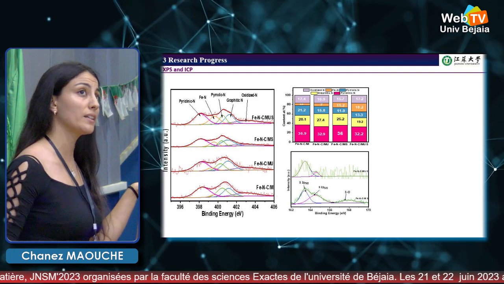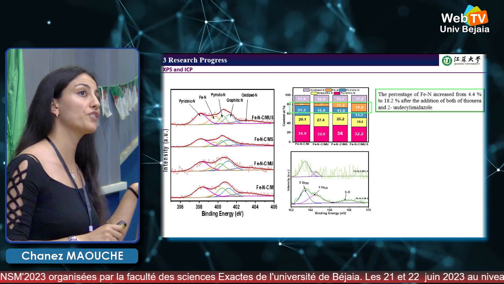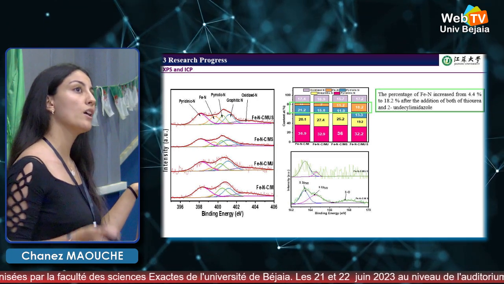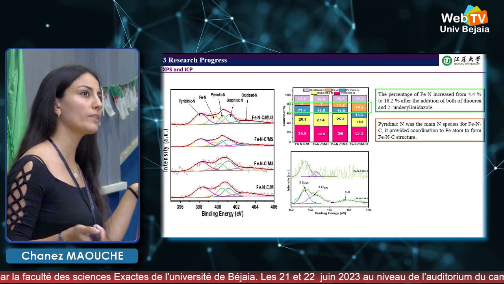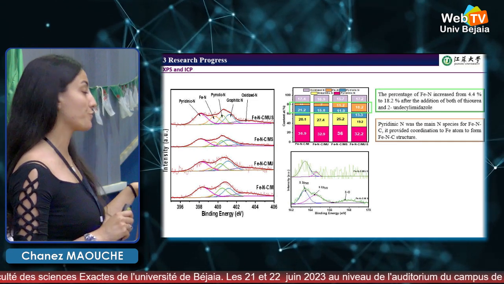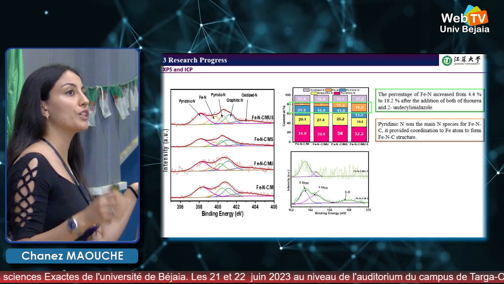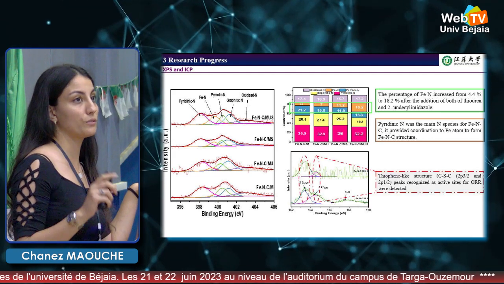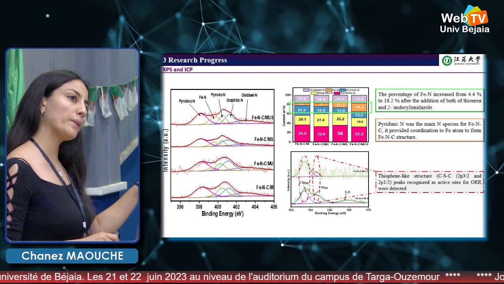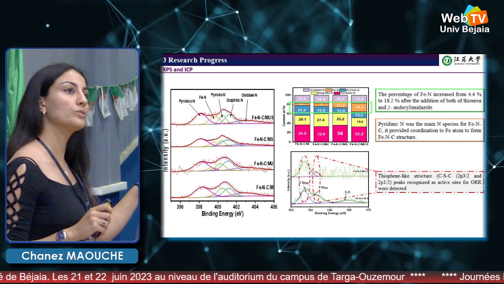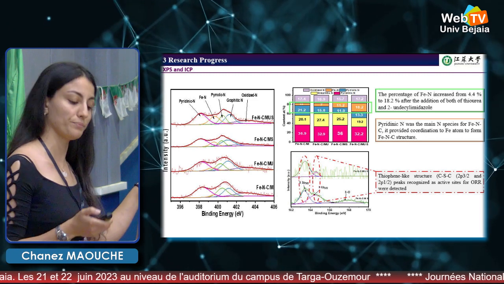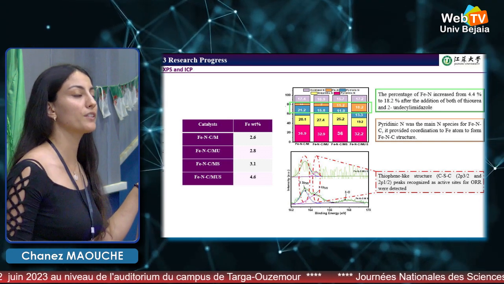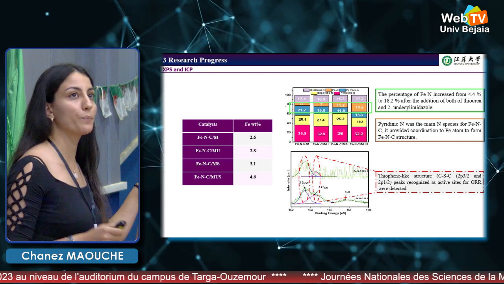XPS was also investigated here, and we can see that the addition of sulfur and dual ligand led to the increase of the iron nitrogen active sites, reaching 18%. In addition, pyridinic nitrogen was the main species in our compound, which can provide a coordination for the iron atom to form our structure. As well, two peaks here for the XPS are recognized to be the active sites for the oxygen reduction reaction. The ICP was also tested, and it shows the increase of iron content in our catalyst to reach 4.6%.